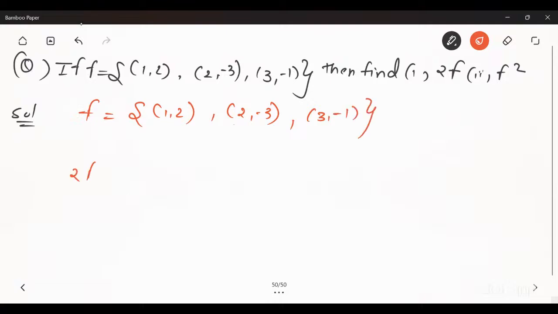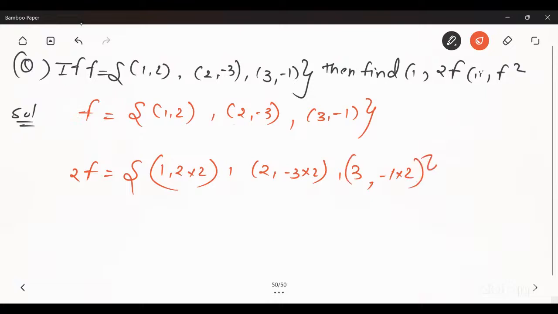Now for 2f, 2f means the second term will be multiplied by 2. So (1, 2 into 2), (2, minus 3 into 2), (3, minus 1 into 2). So you will get (1, 4), (2, minus 6), (3, minus 2).